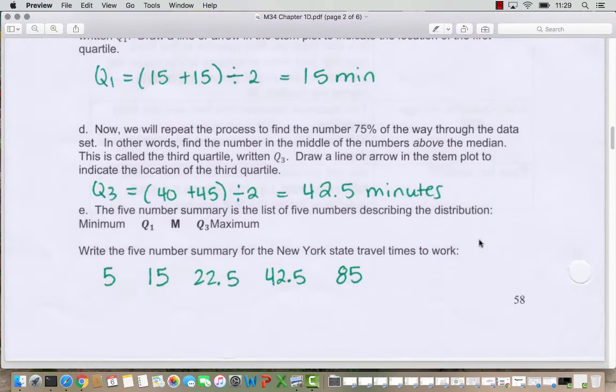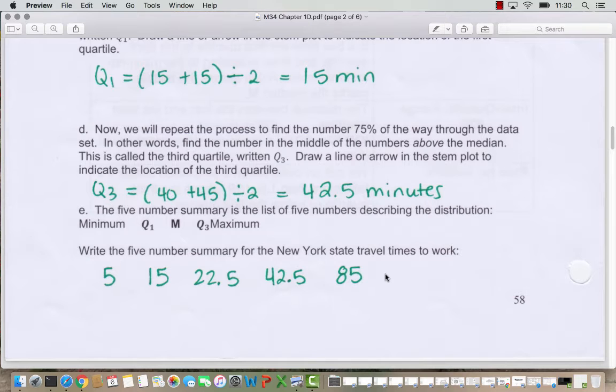We can list 5 important numbers about the stem plot. We'll see box plots in a minute. We call it the 5-number summary. The 5-number summary starts with the minimum. In this data set, the minimum is 5. We have quartile 1, which is 15. We have the median, which is 22.5. We have quartile 3, which is 42.5, and we have the maximum, which is 85.